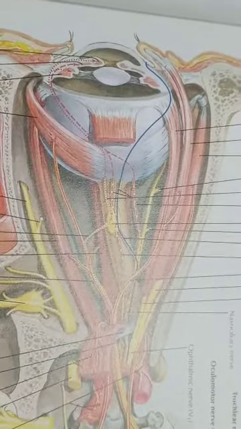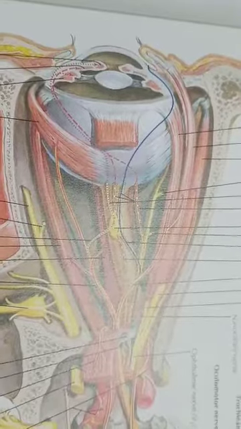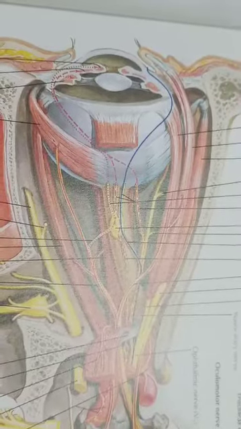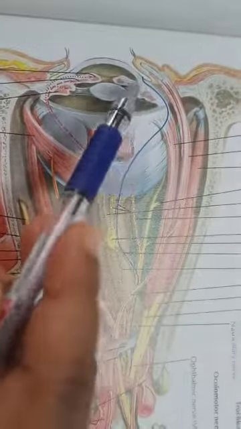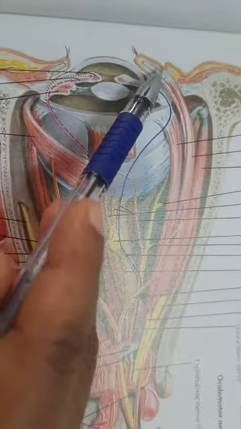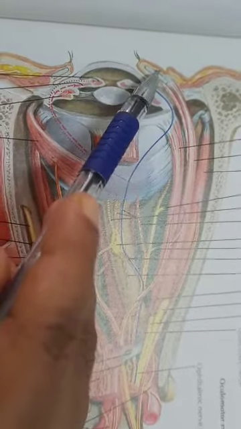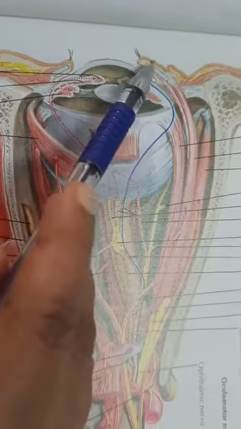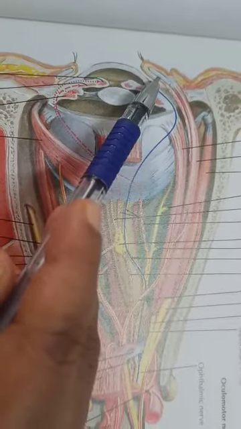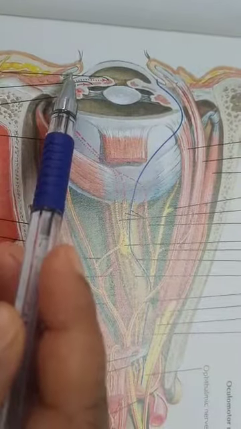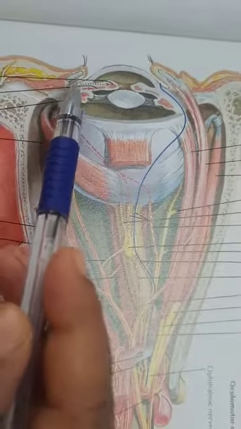The extraocular muscles are classified into voluntary muscles and involuntary muscles. The involuntary muscles are the superior tarsal muscle. This is the tarsal plate. Here we can see a cartilaginous piece inside our eyelid. This is known as the tarsal plate. In the inferior eyelid we can also see the inferior tarsal plate.